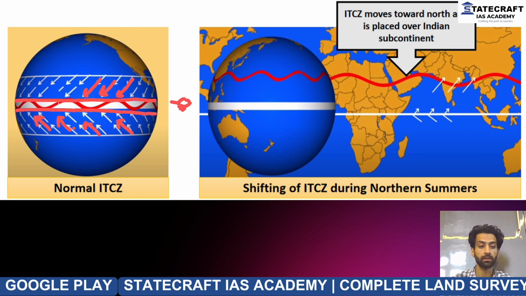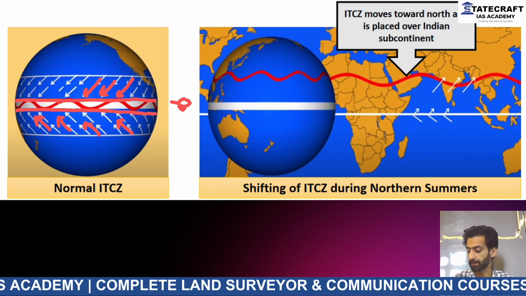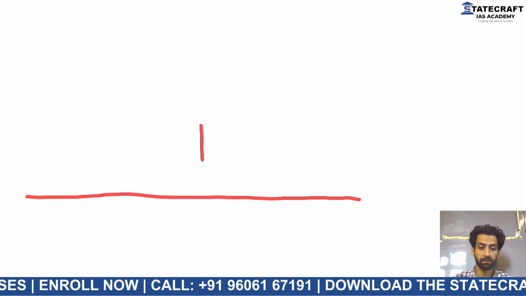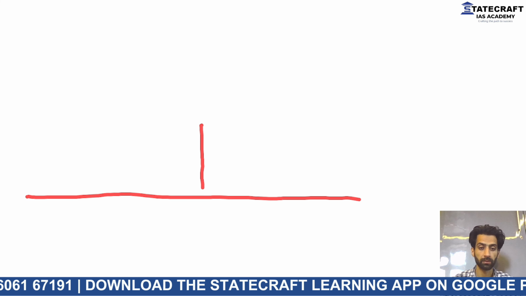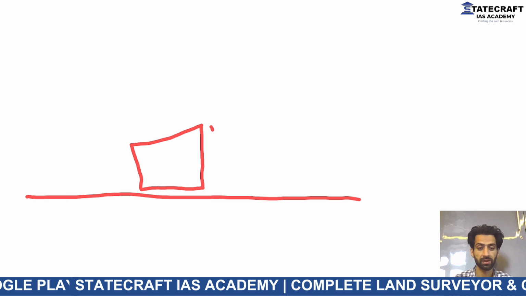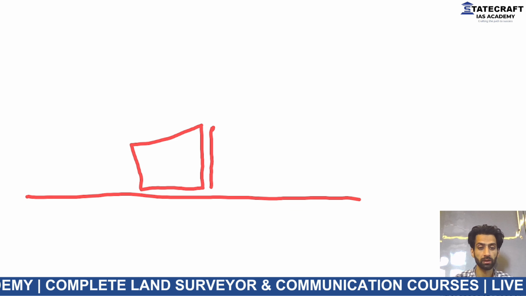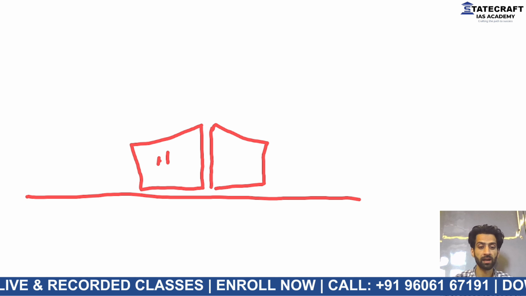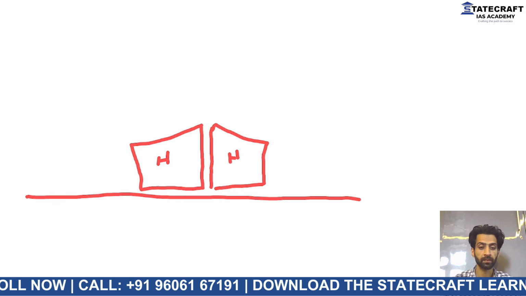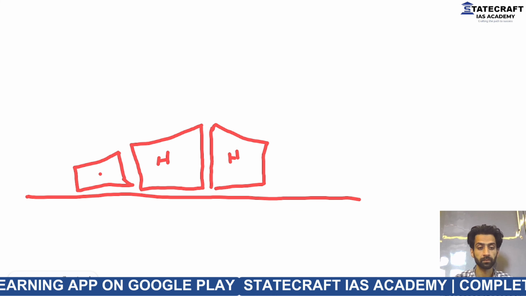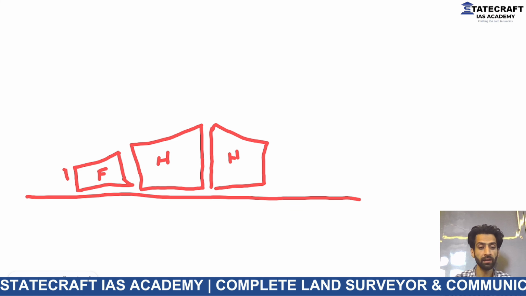But there is one twist. Listen to me very, very carefully. These are the pressure belts that we already learned about. If you remember, this is the equatorial low pressure belt, or we called it the Hadley cell. Then we had the Ferrel cell. And finally, we had the polar cell.